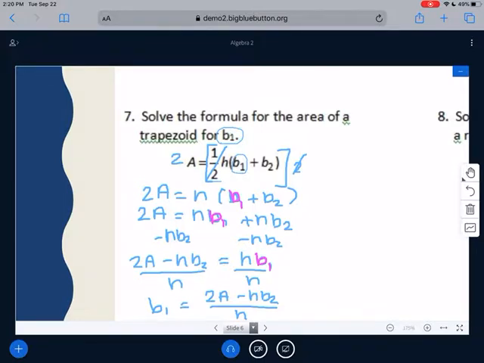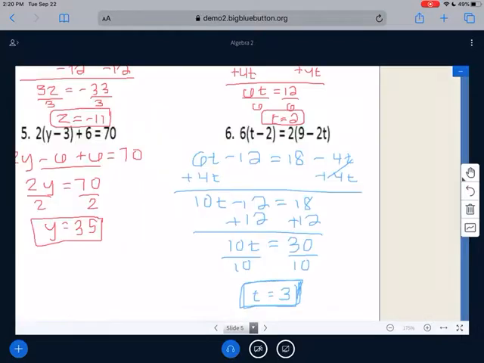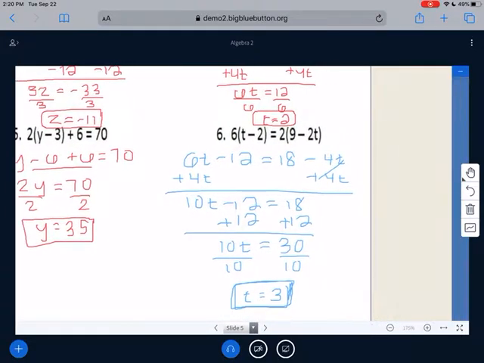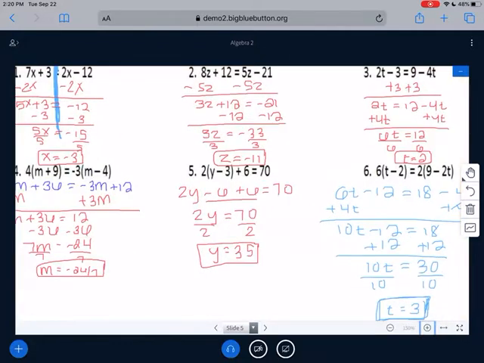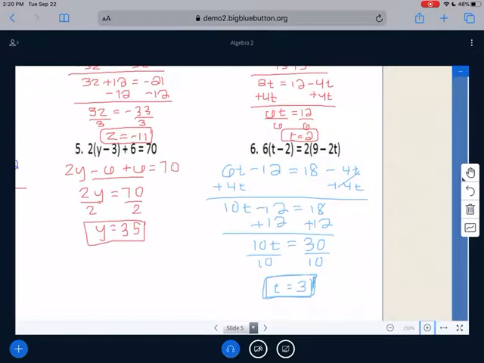Because you're adding or subtracting it. So it's like moving that hb2, kind of like when we moved the 4t or moved the 12. It's a non-like term that we want to get away from what we're trying to solve for.